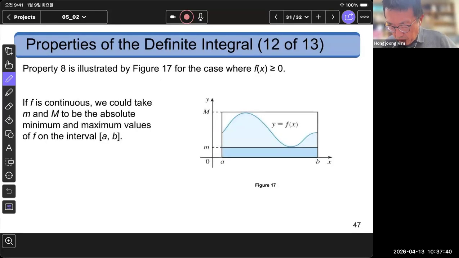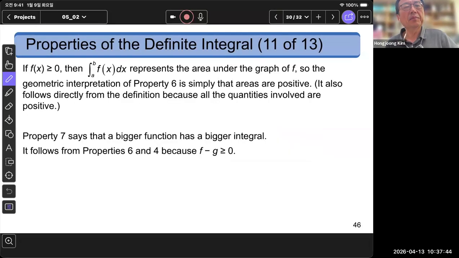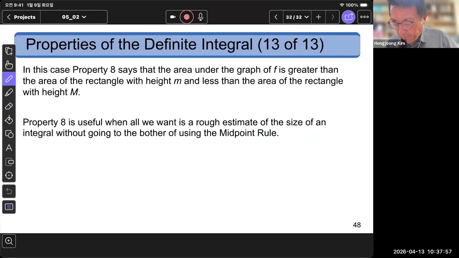So we already considered those. These are some simple formulas, simple properties you should be familiar with.